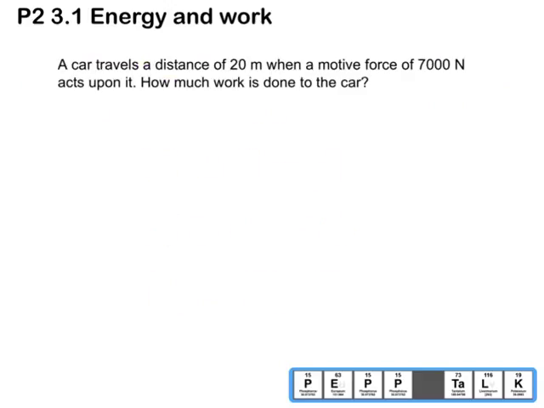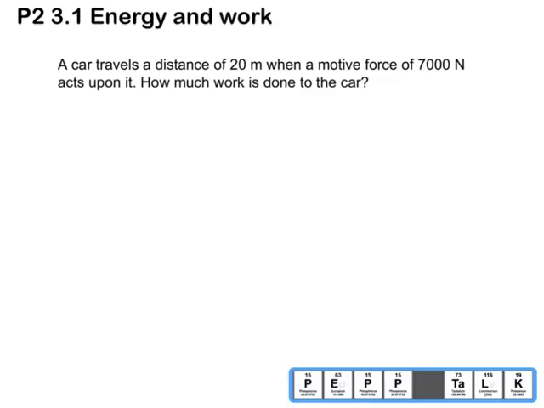So let's do the math on that one with a little exam question here. The question says a car travels a distance of 20 meters when a motive force of 7,000 newtons acts upon it. And they're asking me how much work is done to the car. So pause me now, work it out, and then start me up again, and let's see if we get the same answer.